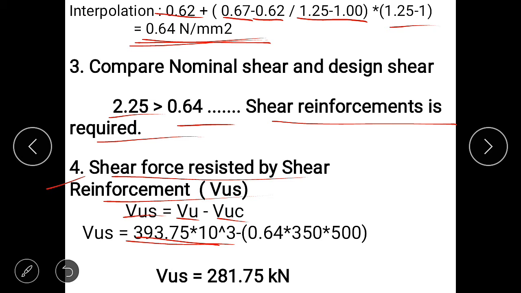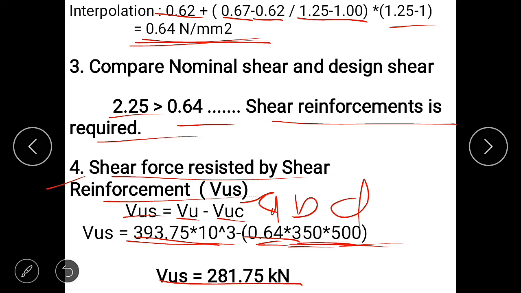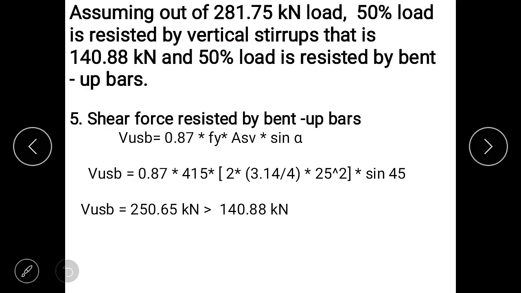Okay, so minus VUC, which is the design shear: 0.64 into B into D. Our B is 350 and D is 500. So this value is the design shear, 0.64 into 350 into 500. So our VUS, the shear force resisted by shear reinforcement, is 281.75 kilonewton.